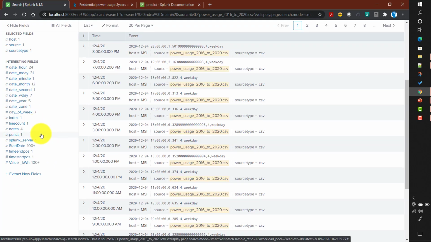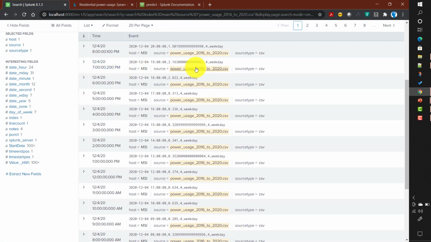This is how it is getting indexed. As I said, we will be using two fields. One is the underscore time field, as you see, and the power usage over here.